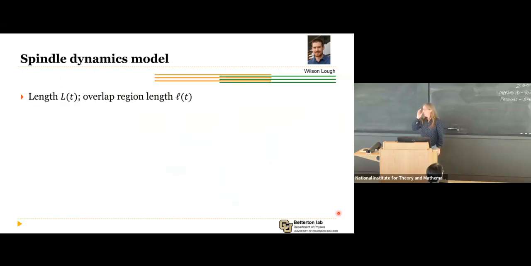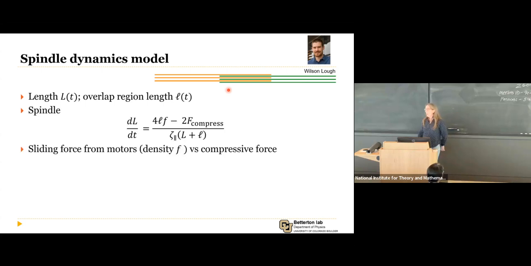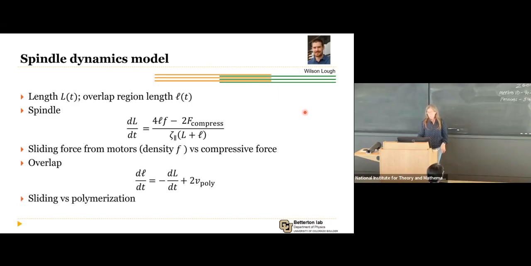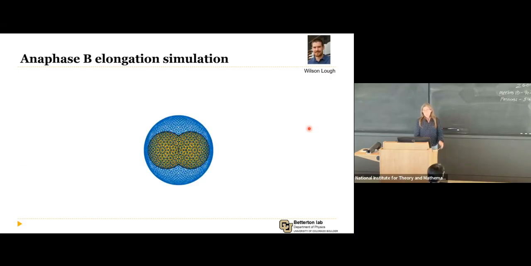In our spindle model, to start, we're thinking of this as a rod made up of two half spindles with an overall length, capital L, and an overlap region of length, small l. The spindle changes length because of sliding forces proportional to the length of the overlap that extend it, and it can shorten due to compression from the poles. The overlap changes length due to sliding if the spindle as a whole changes, but also due to polymerization dynamics, dynamic instability of the microtubule bundles in the overlap. Again, this is very preliminary.